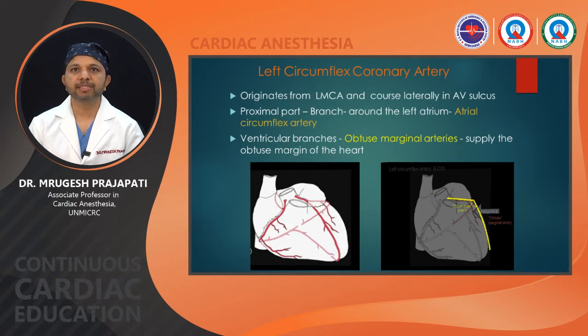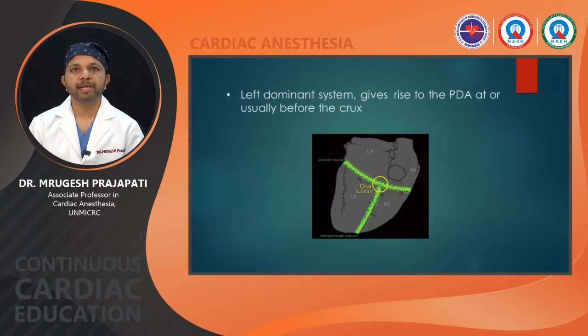In ventricular branches, it gives off the obtuse marginal artery, which supplies the obtuse margin of the heart. Why is it called obtuse margin? Because the angle between the left AV sulcus and the left margin of the heart is obtuse. In a left dominant system, it gives rise to the PDA at or usually before the crux.